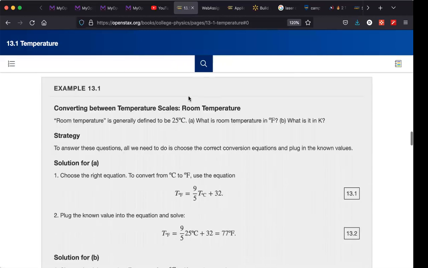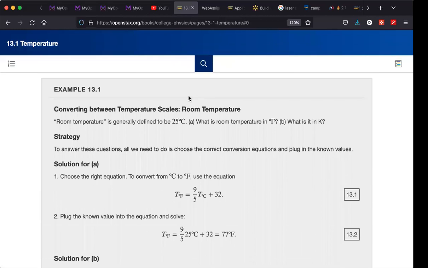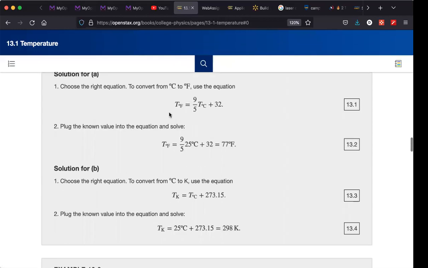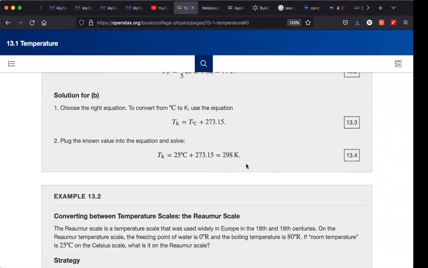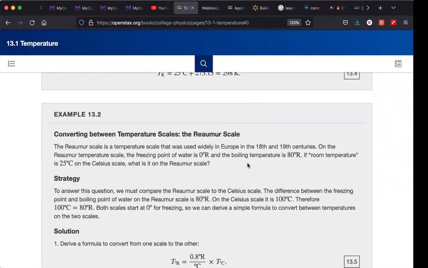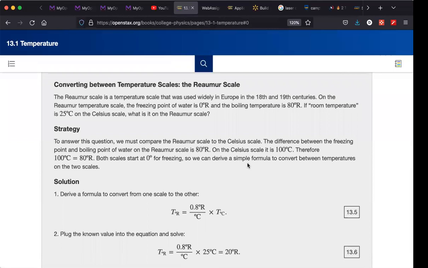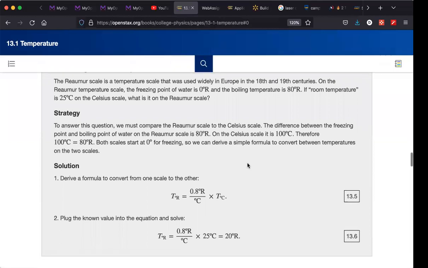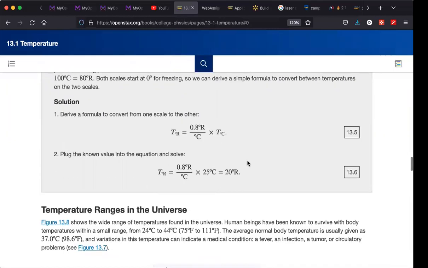Here they do a conversion at room temperature. So room temperature is about 25 degrees Celsius. In Fahrenheit, they use the Fahrenheit equation, and it's about 77 degrees Fahrenheit. In Kelvin, it's about 298 Kelvin, turns out. And there's even another scale called the Réaumur scale, which is a French one, I think. This is the conversion though for the Réaumur scale.